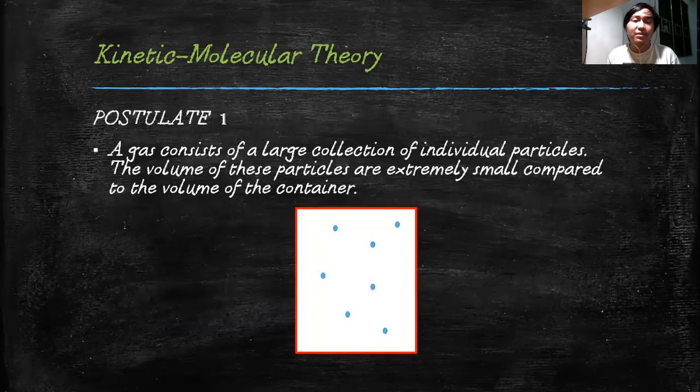So in this theory, we have 5 postulates. The first postulate states that a gas consists of a large collection of individual particles. The volume of these particles is extremely small compared to the volume of the container. We can also say that the distances between the molecules, or the empty space between the molecules, is much greater than the volume of the molecules themselves.